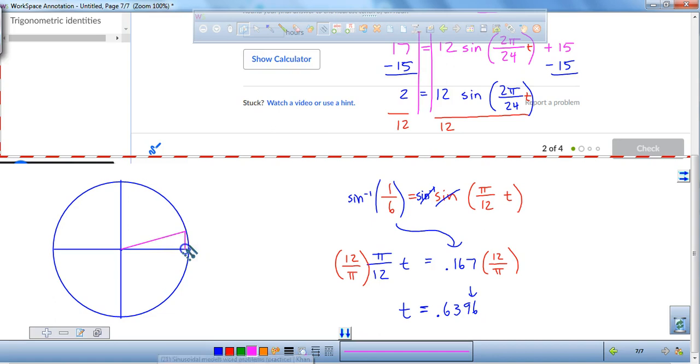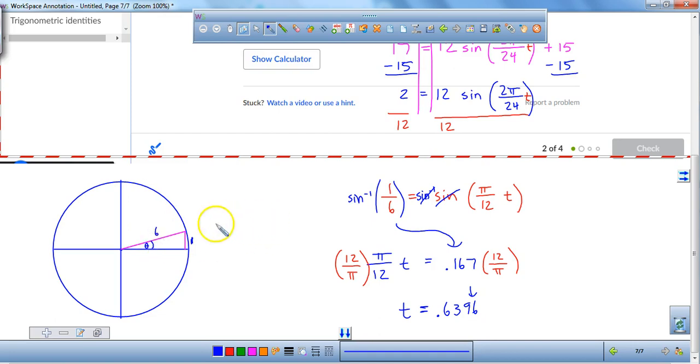So I'll make a little triangle right here. Let's pretend this is a 1, that distance is 1, and that's 6, and then we have theta right there. So that theta right there would be about 9.6 degrees. And that would be the first time.